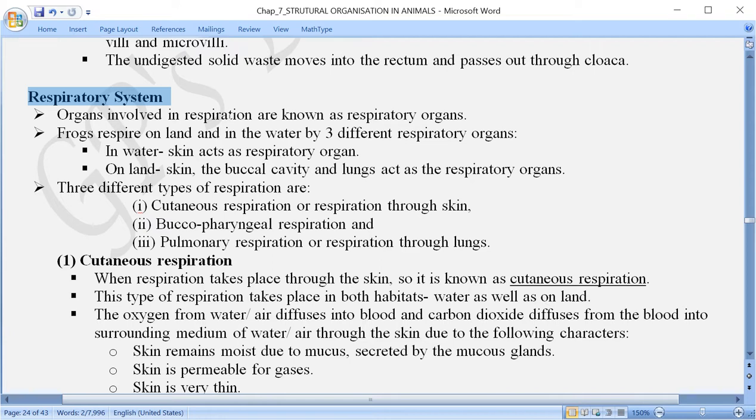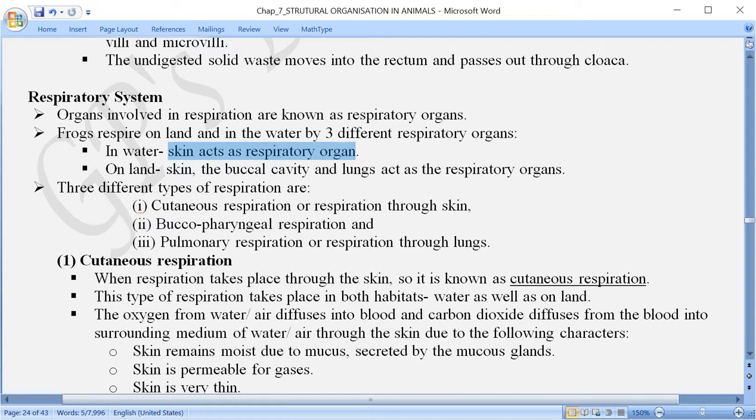land. The organ which is involved in respiration is known as the respiratory organ. Now here in frog, they are able to respire in water and also on the land, because they have three different types of respiratory organs. In water, during the developmental stage, initial life, they are called tadpoles. At that time they are living in water and the skin they use as a respiratory organ.